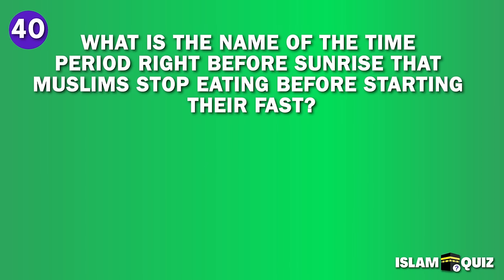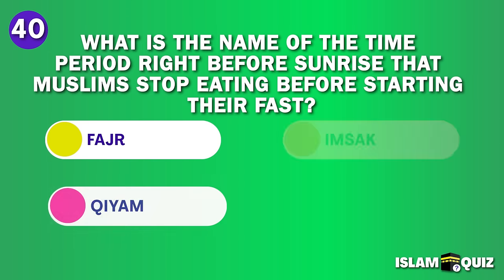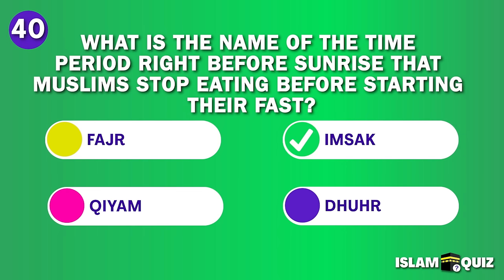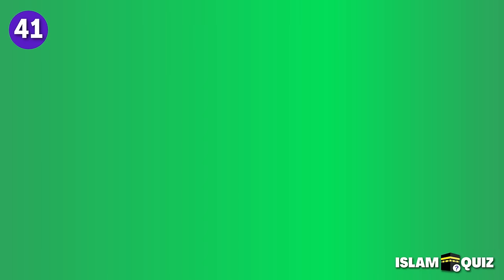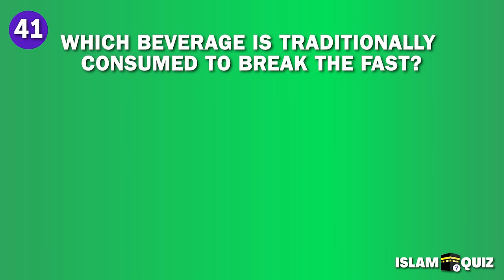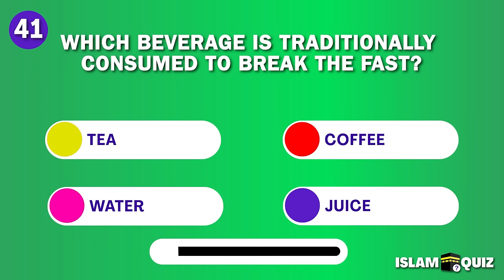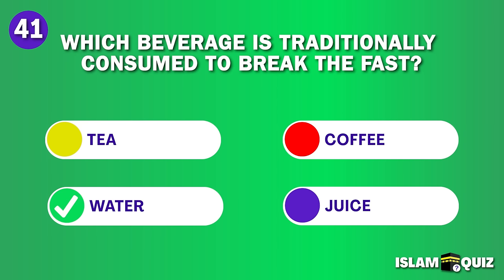What is the name of the time period right before sunrise that Muslims stop eating before starting their fast? Imsak. Which beverage is traditionally consumed to break the fast? Water.